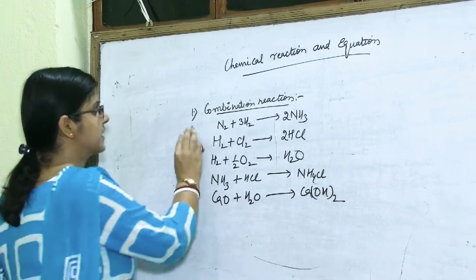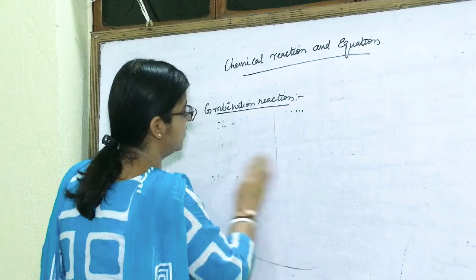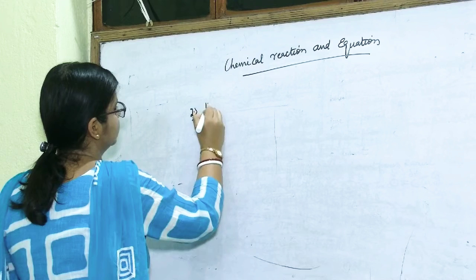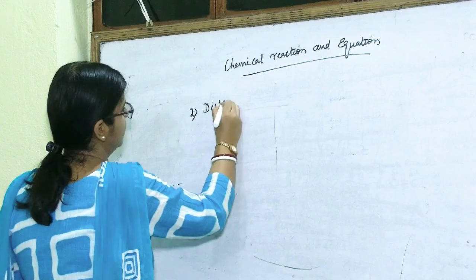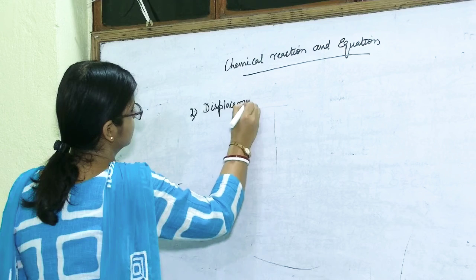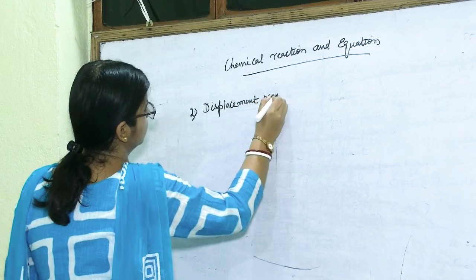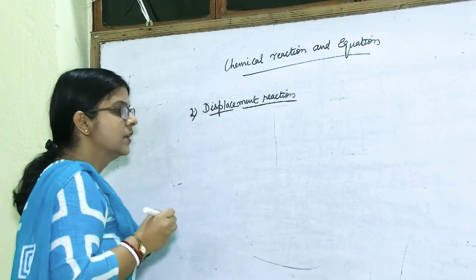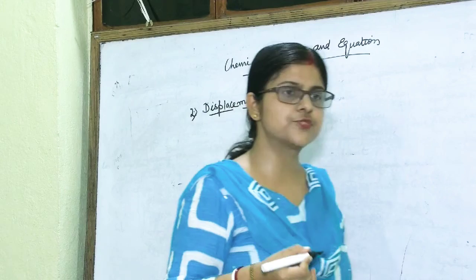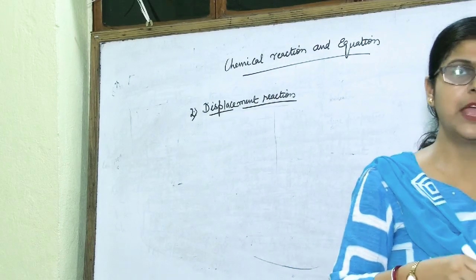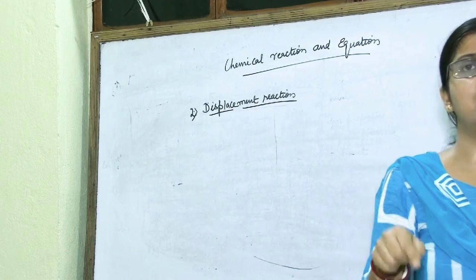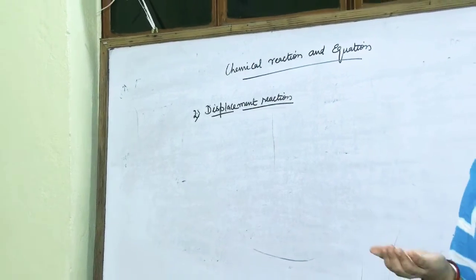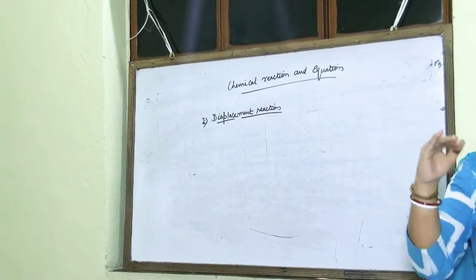Next, I am going to discuss displacement reaction. Displacement reaction means what? It means an element displaces another element and takes up its position. It replaces another element and takes up its position.